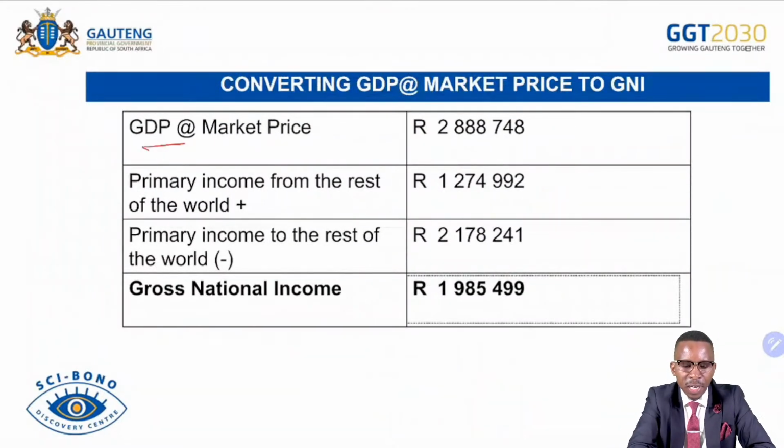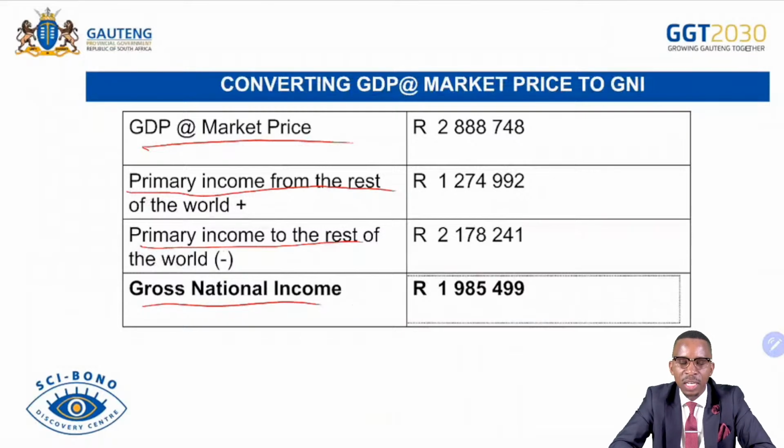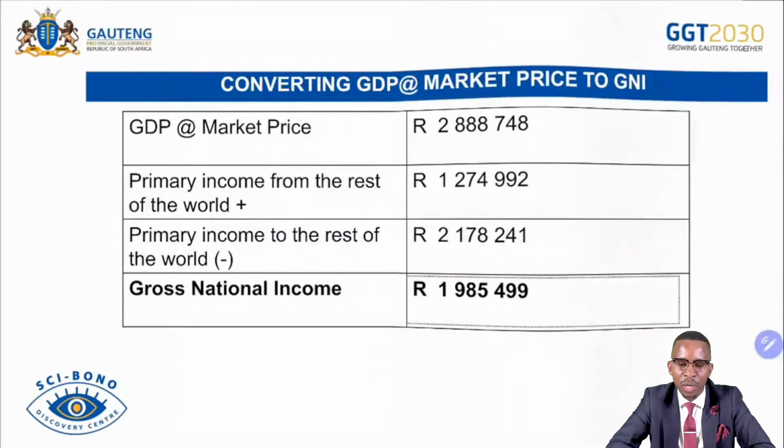Then we say GDP at the market price plus the primary income from the rest of the world minus the primary income to the rest of the world, we get the gross national income. That was your income method.